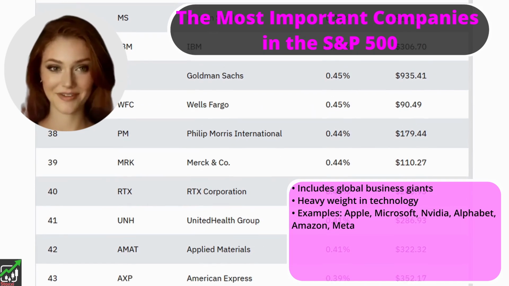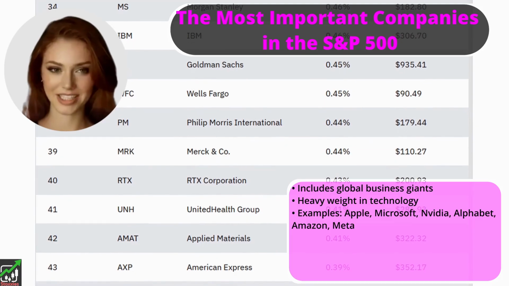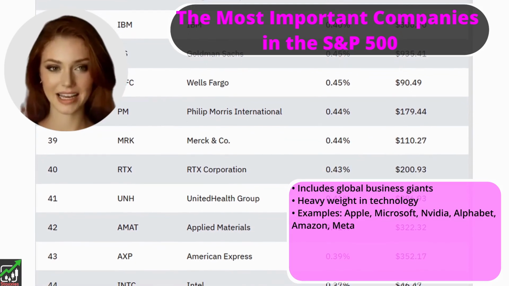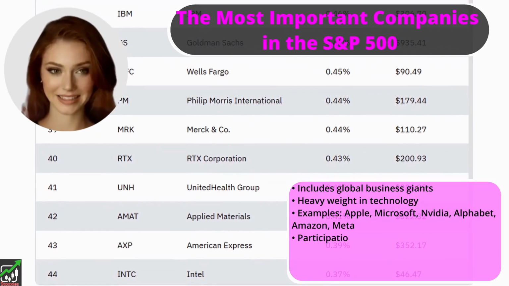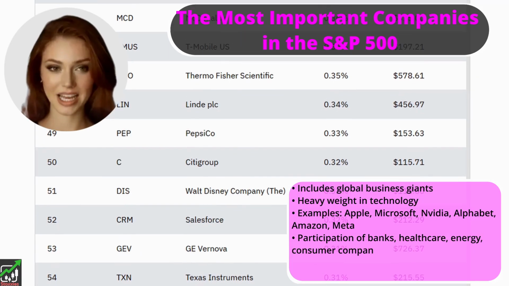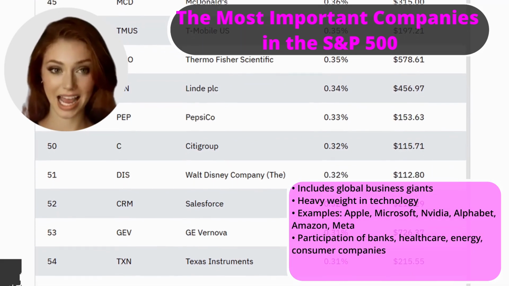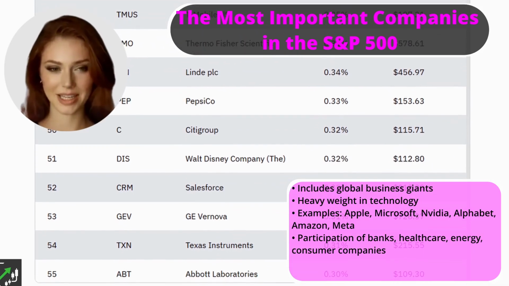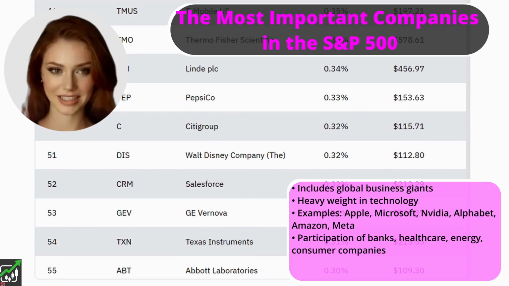But the S&P 500 is not just made up of technology companies. It also includes large banks and financial institutions, such as JP Morgan, healthcare and pharmaceutical companies, such as Johnson & Johnson, energy companies such as ExxonMobil, but also consumer and industrial companies such as Visa and Coca-Cola.